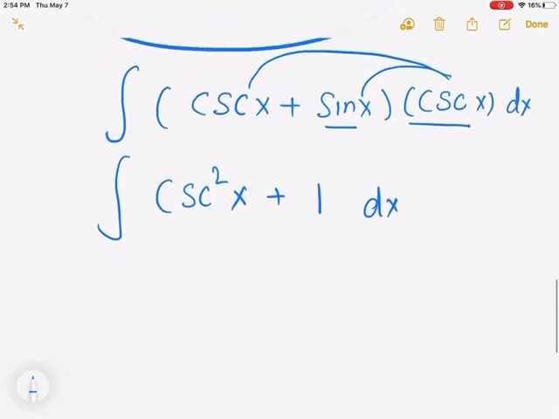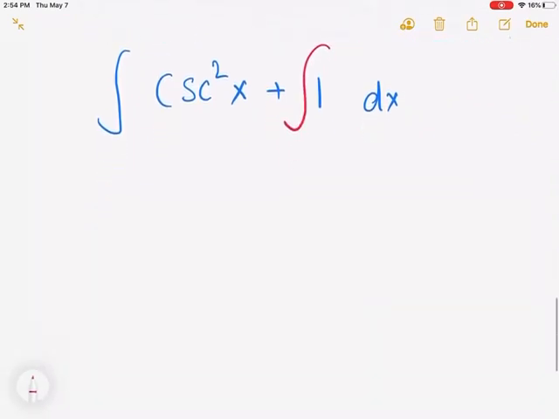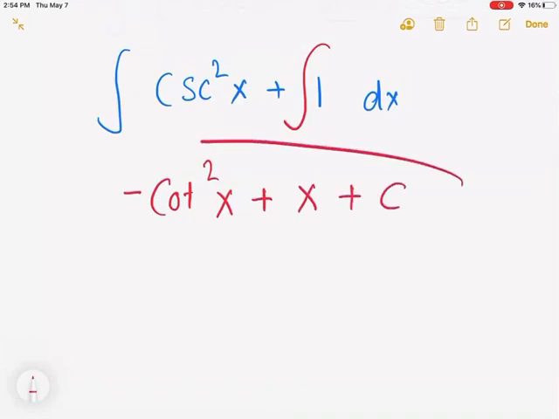Now this is just like the last example. I see two different pieces. Cosecant square itself has a rule. So I could just integrate right away. But don't forget, you need to integrate every single piece. What's the integral of cosecant square? It's negative cotangent x. Integral of 1 is x, and I would add c at the end.